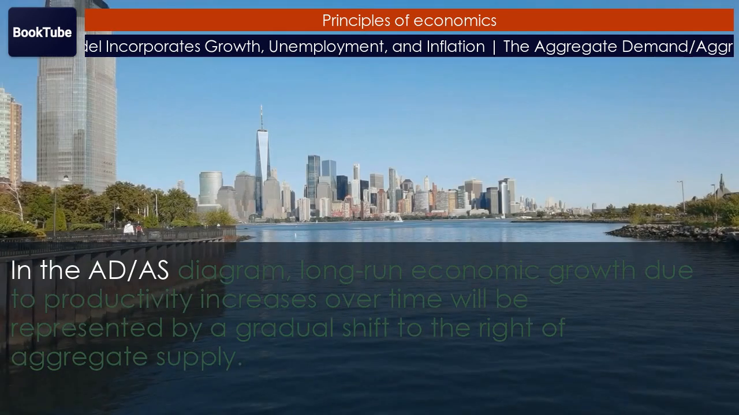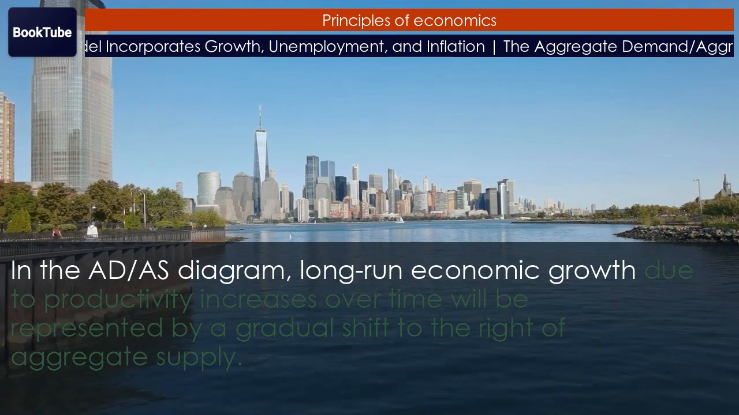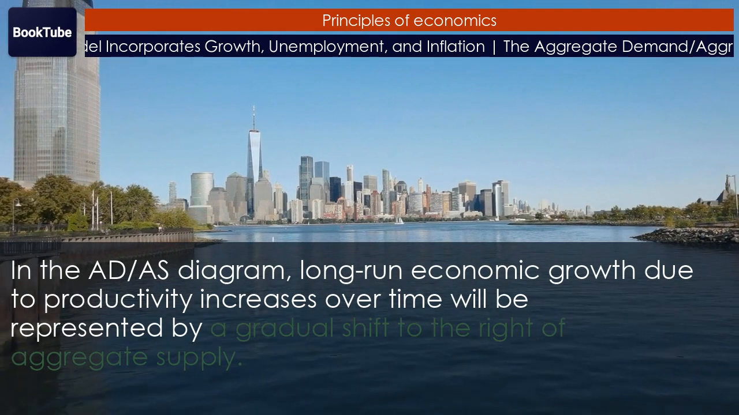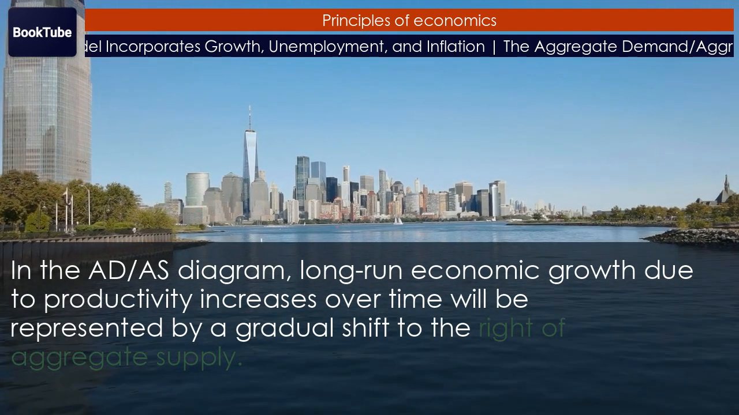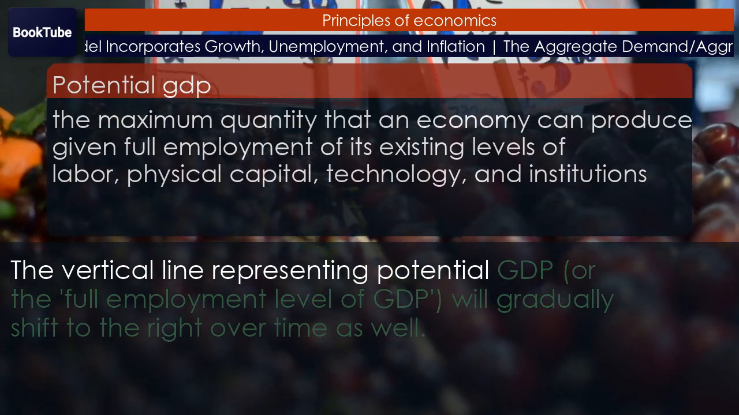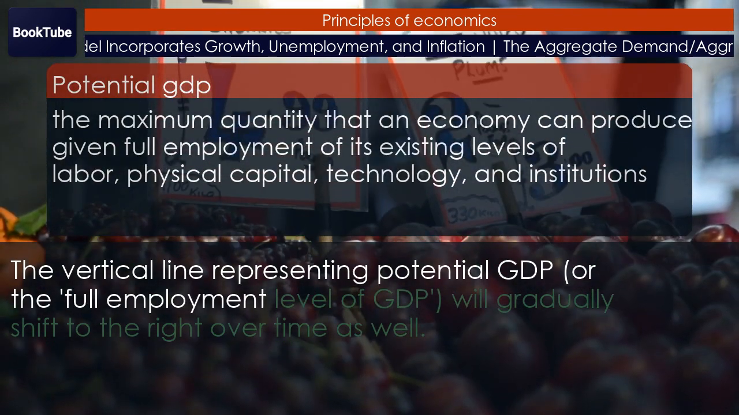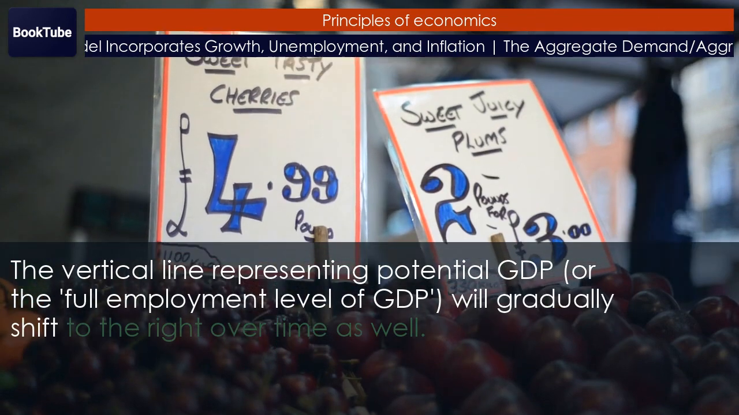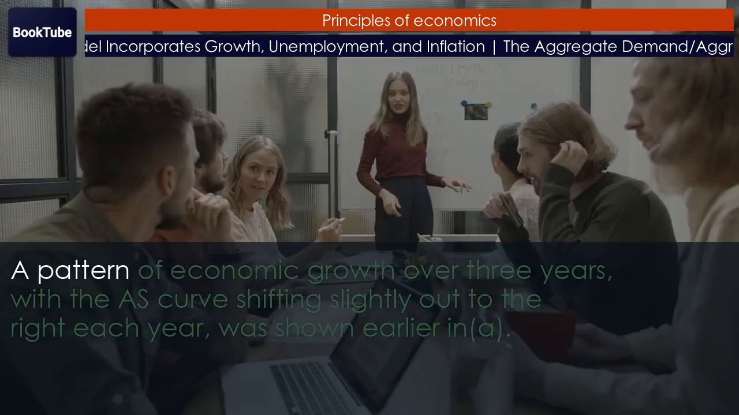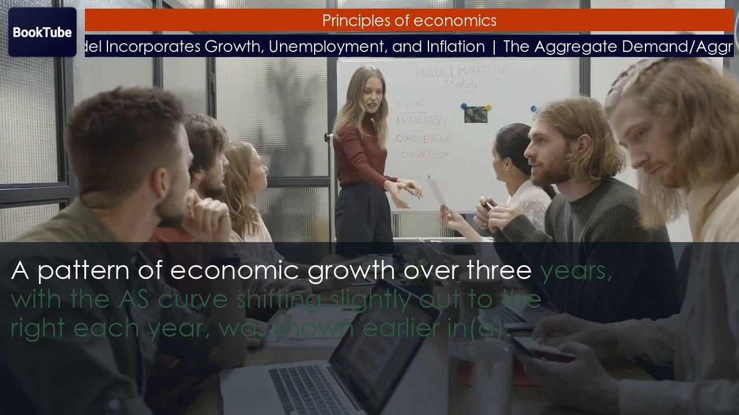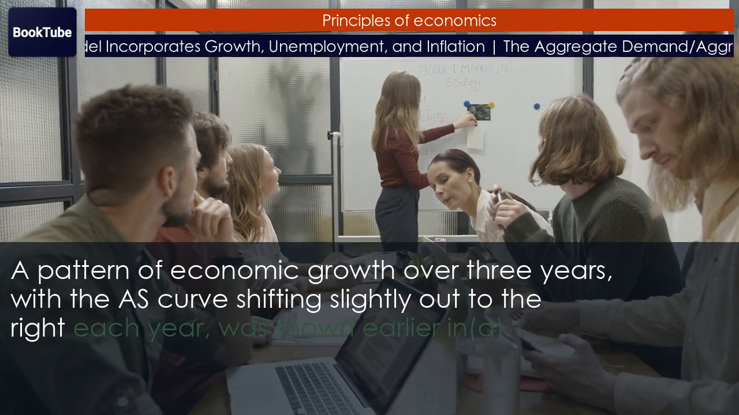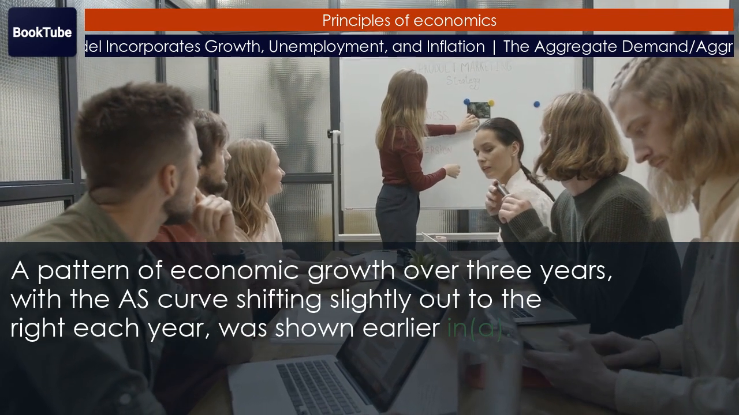In the AD-AS diagram, long-run economic growth due to productivity increases over time will be represented by a gradual shift to the right of aggregate supply. The vertical line representing potential GDP, or the full employment level of GDP, will gradually shift to the right over time as well. A pattern of economic growth over 3 years, with the S-curve shifting slightly out to the right each year, was shown earlier in A.